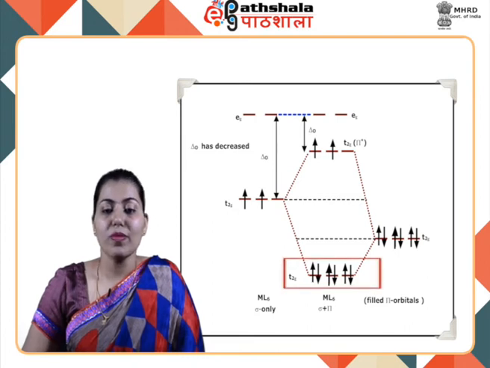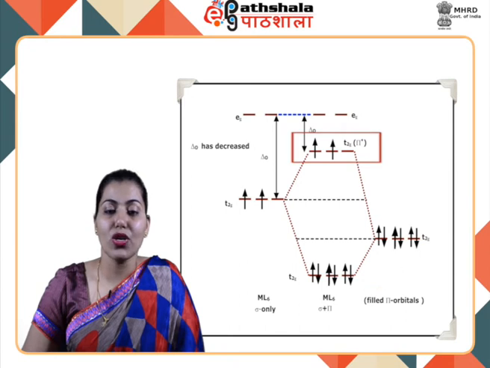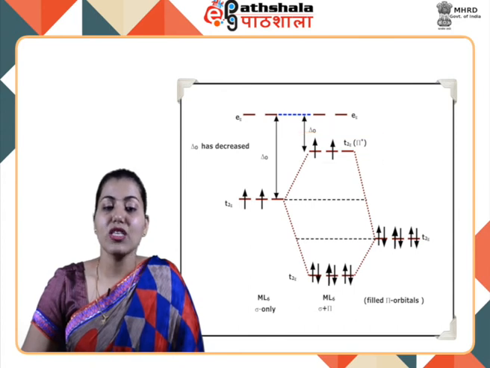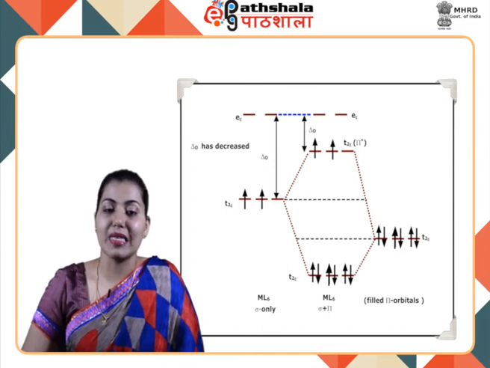The bonding orbitals, which are lower in energy, are primarily filled with the electrons from the ligands, and the antibonding molecular orbitals are primarily occupied by the electrons from the metal. The size of delta naught decreases since it is now between an antibonding T2g orbital and the eg* orbital. This is confirmed by the spectrochemical series.